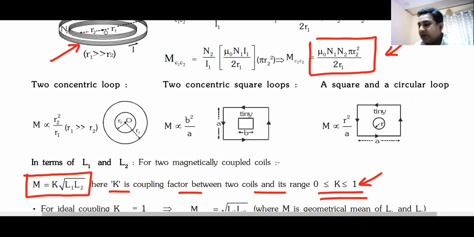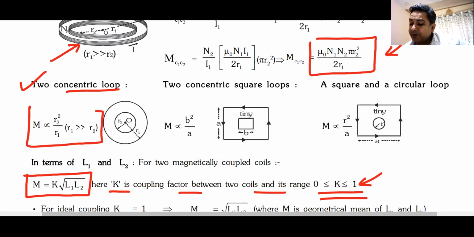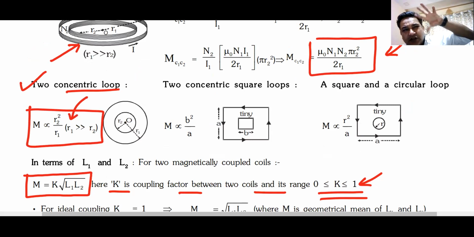Great. Now, these are the 3 examples that you must remember. 2 concentric circular loops, mutual inductance is proportional to this. Remember, this R1 is taken to be very large compared to R2. So inner circle is very small, outer circle is very big. If I have two square coils, again, remember the inner coil is always very small compared to the outer coil.